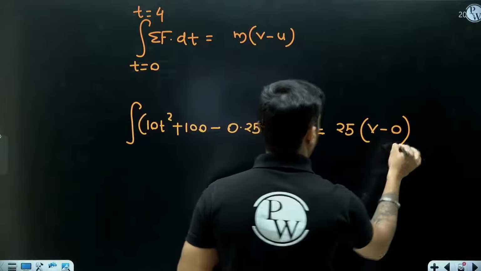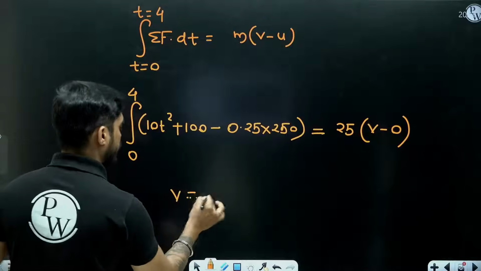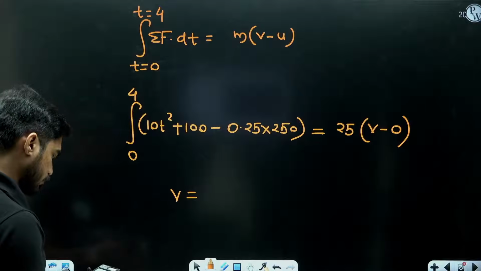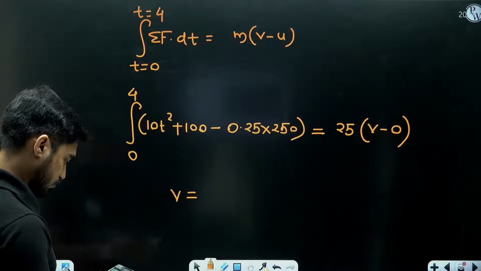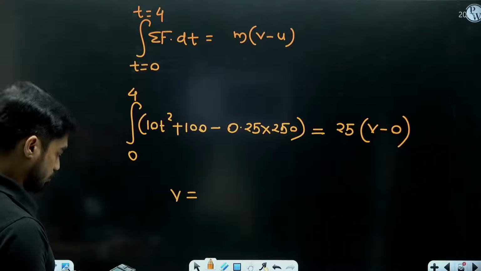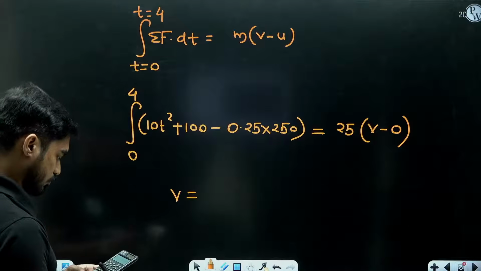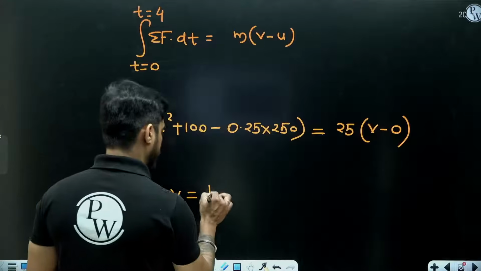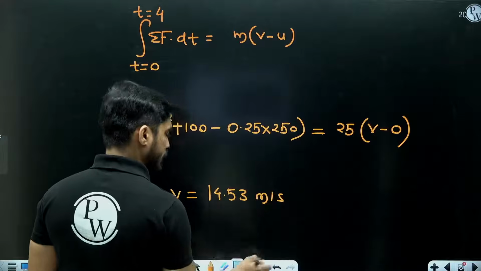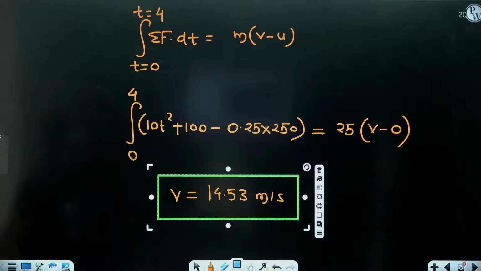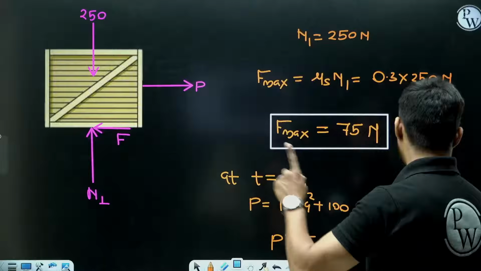Final velocity we need to calculate. Initial velocity is 0, and this will be integrated from 0 to 4. So now we will get the velocity V. The velocity is 14.53 meter per second. Okay. So this is how you can solve these type of problem. There was a question like this in GATE Mechanical. Okay.